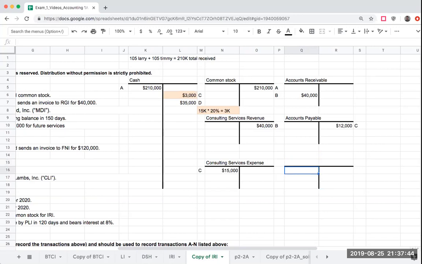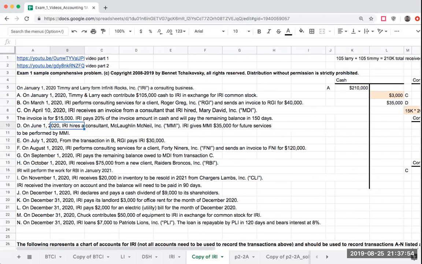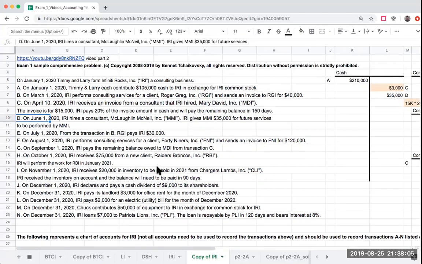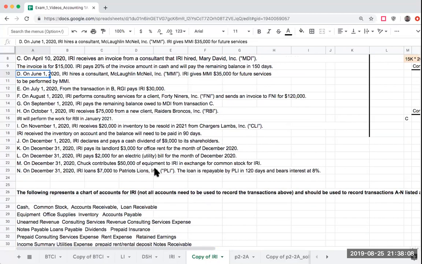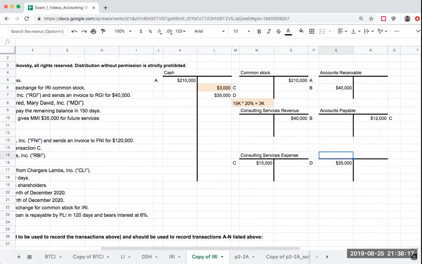Okay. So for every credit, I need a debit. Now, what account do I want to debit? Is this consulting services expense? Have they provided the services for us yet? Not yet. No, this is really important. This is for future services. So this is going to be called prepaid consulting services expense. This is an asset, which is going to be right here.